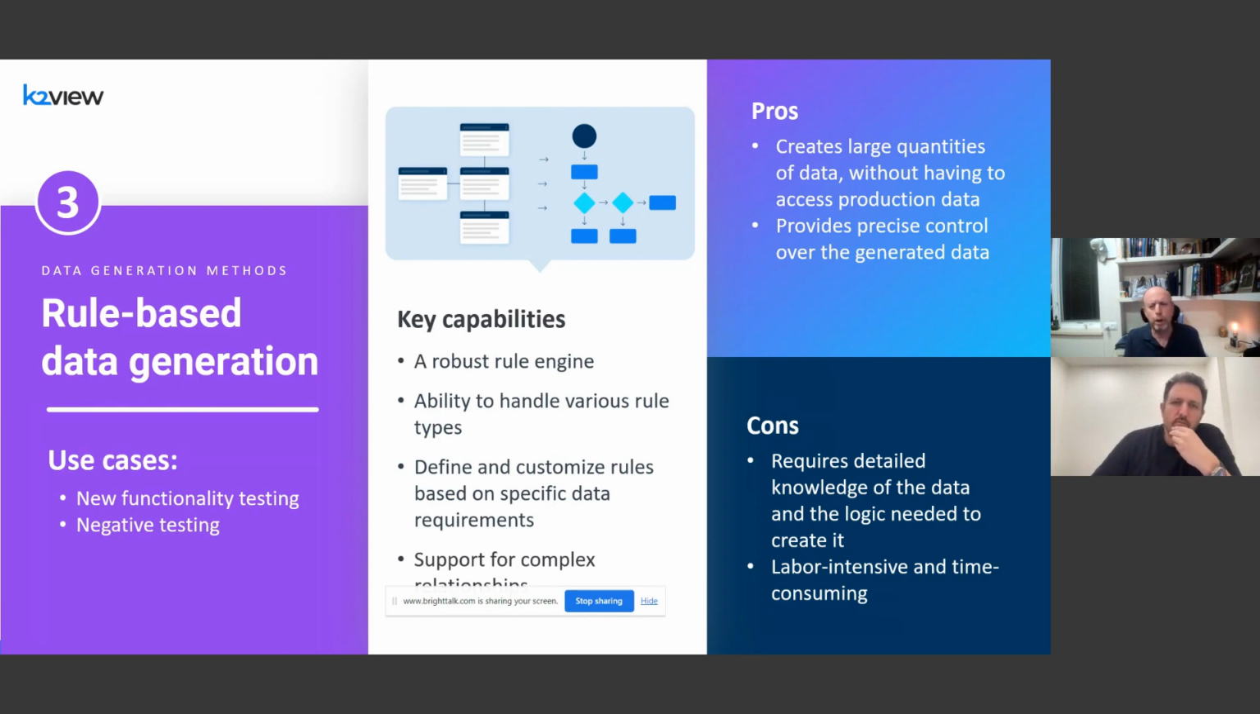And what we need here is a very robust rule engine that will enable our users to define these business rules of different types. We'll need to customize these rules based on specific requirements and use cases. And of course, we'll also have to support complex relationships. Robust engine, Yuval, can you say a few more words about what is needed in this engine?